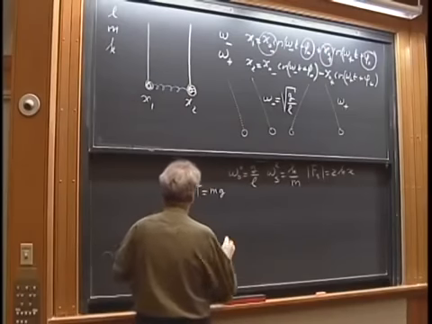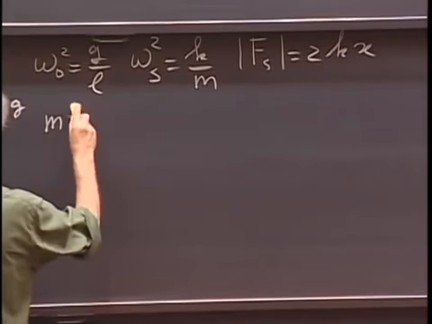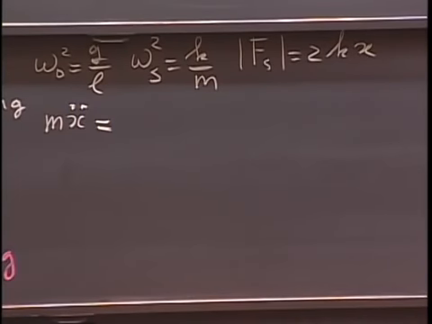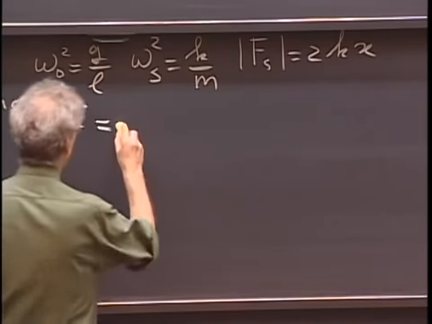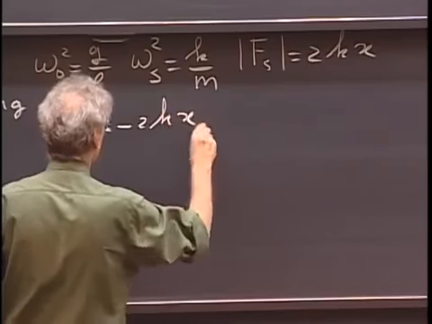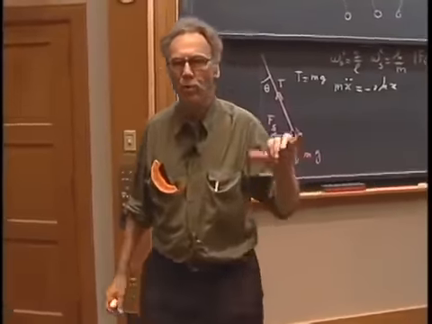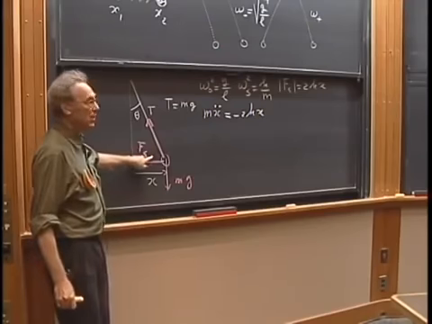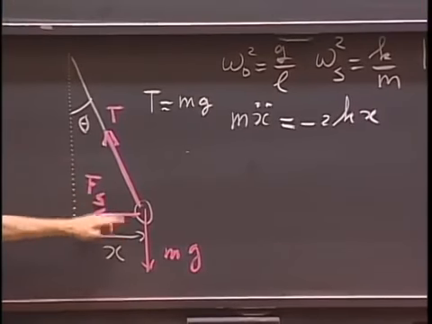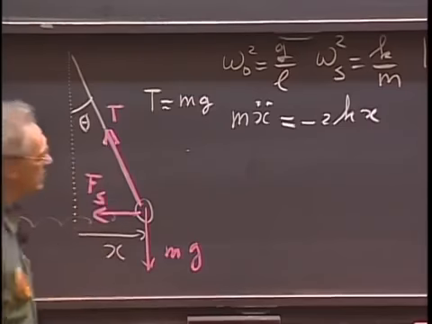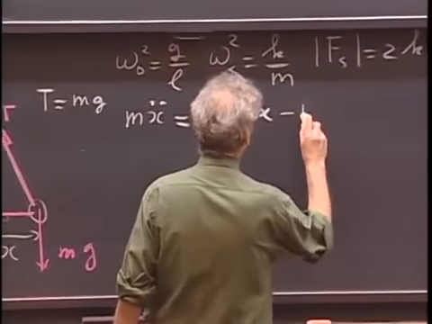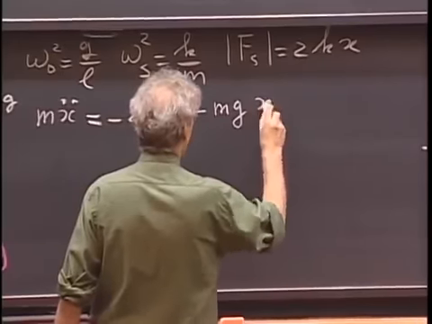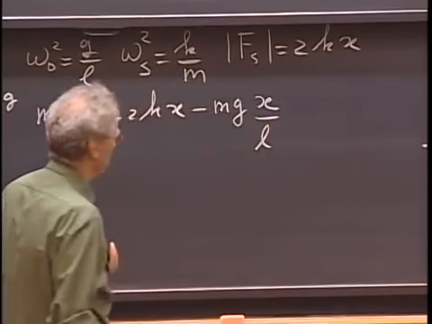So Newton's second law, m x double dot equals... Now there are two forces that I have to take into account. First, the spring force, which is minus 2kx. And then I need the horizontal component of the tension. Remember, that's the only one that is important here, which is T sine theta, but T is mg, and sine theta is x divided by L, if L is the length of the pendulum. So we get minus T, which is mg, times the sine of theta, which is x divided by L.